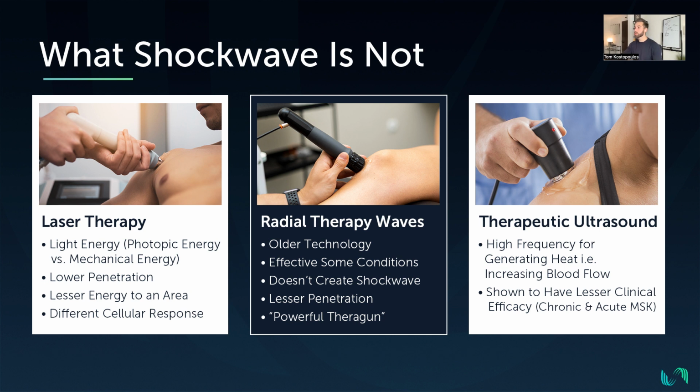And then third, ultrasound, or more specifically, therapeutic ultrasound. Therapeutic ultrasound uses high frequency energy that is very consistent. If you look at it on a graph, it looks as consistent as possible, not like a shockwave. Shockwaves are categorized by an extremely high rise time. We'll get into that later and why that matters. But what ultrasound does is it actually generates heat to increase blood flow into the area, okay? And it's been consistently shown to have a lesser therapeutic effectiveness for chronic and acute musculoskeletal disorders, okay? There are many studies showing this, so we can get into that a little bit later.